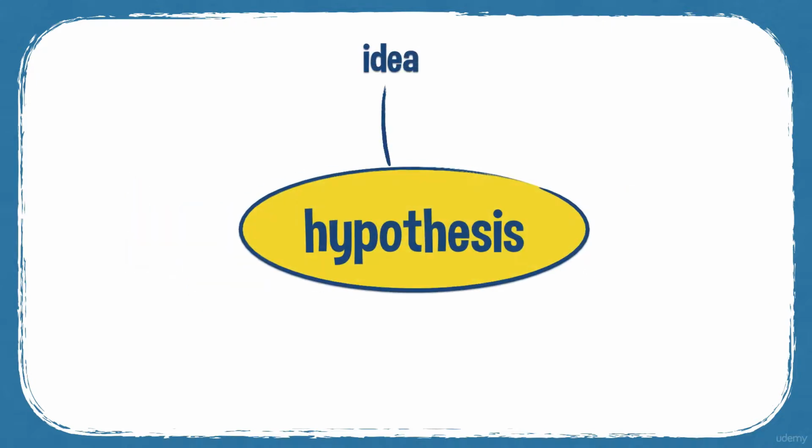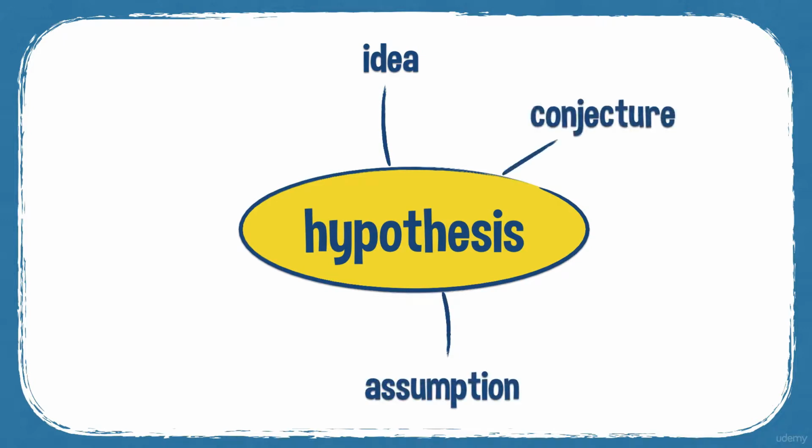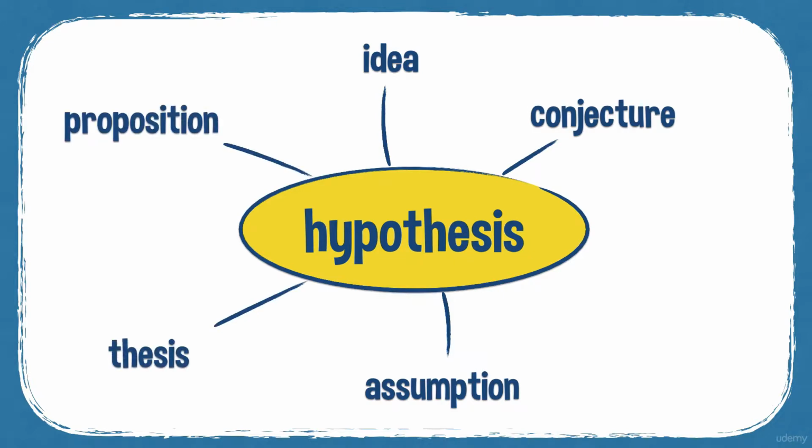Some synonyms: idea, assumption, conjecture, thesis, proposition. Also, sometimes you can have theory as a synonym of hypothesis, but really in science, they're different things. They're not the same at all. In science, a hypothesis is an idea that needs testing.